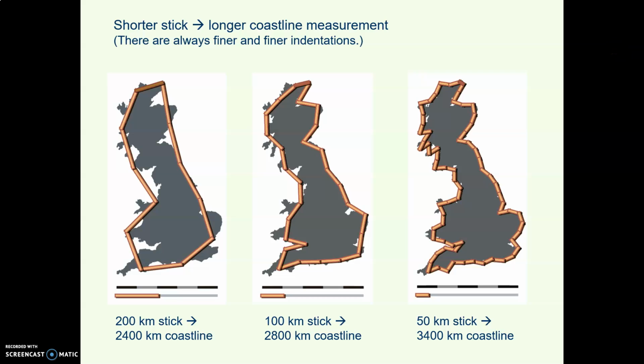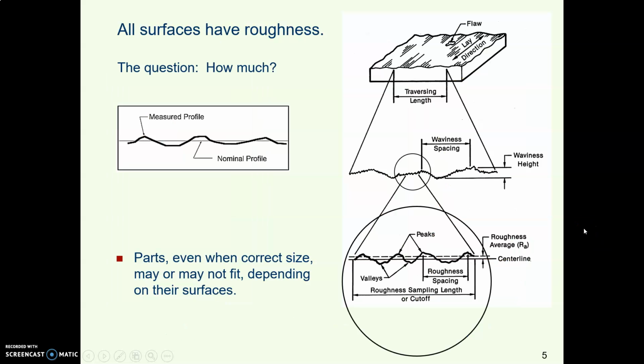And if you use a long stick to measure the coastline, you'll get a short number. If you use a short stick to measure the coastline, you'll get a much longer number. And you can keep on measuring finer and finer right down to the grains of sand, and you'll get an even longer number. So the point is, there is roughness in any part, no matter how smooth it appears. The question is, how much roughness is there? And this matters to you as a designer because you want your parts to fit together.